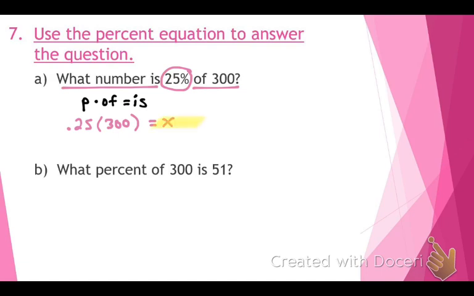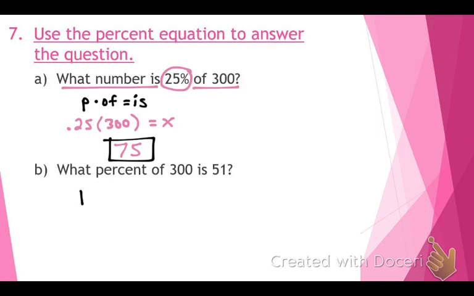Okay, now as you can see, I don't need to do any work on the right-hand side. So now we just need to work out the left side. What is 0.25 times 300? 75. If I go back, should this be 75%? No. Go back to the original question. It says what number, so I know I want my answer to come out as a number, and 75 is correct.